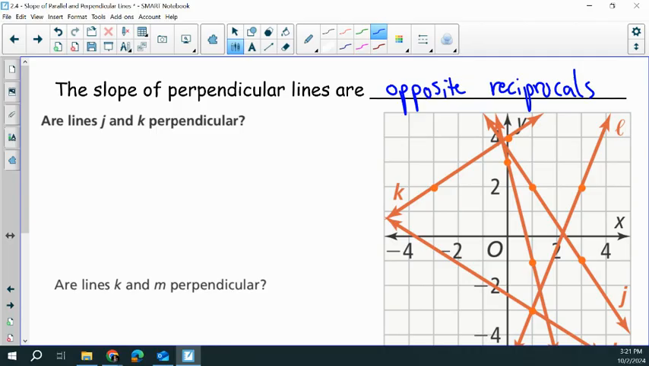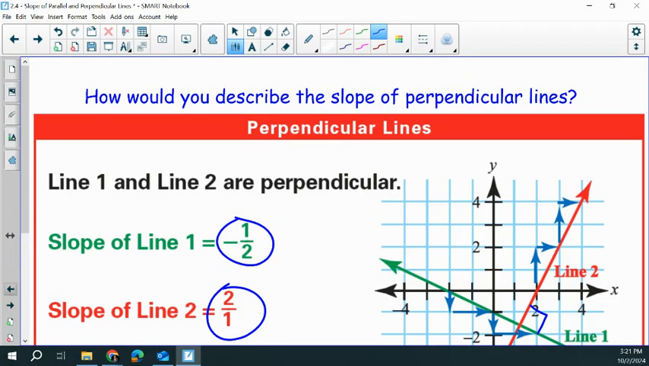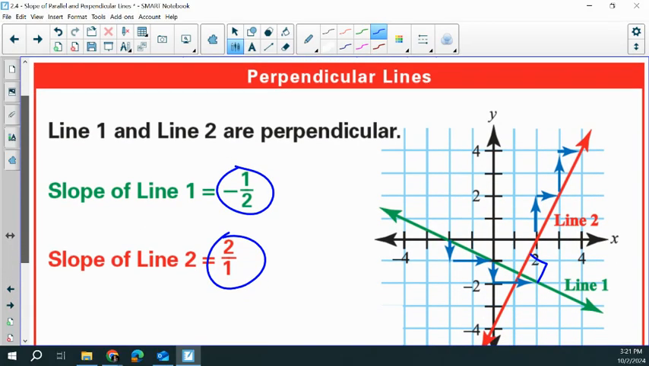So just to go back to the other page, the way that works is they're opposites, meaning that one is negative, the other one's positive. It doesn't matter, they just have to be one positive, one negative. Then they're reciprocals, which means that their fraction is flipped. So 1 over 2 to 2 over 1.